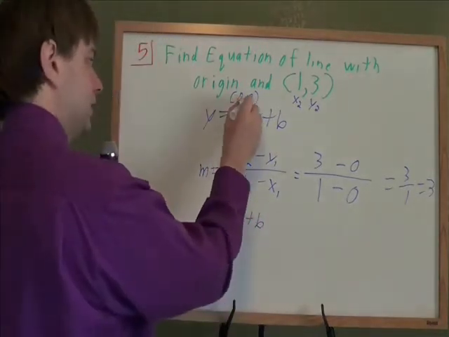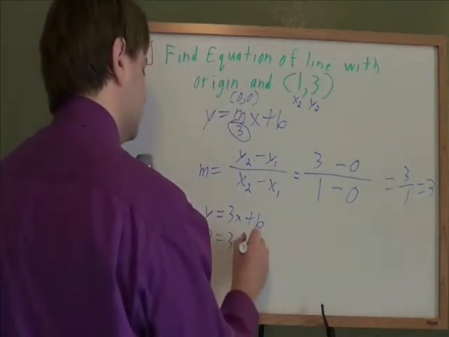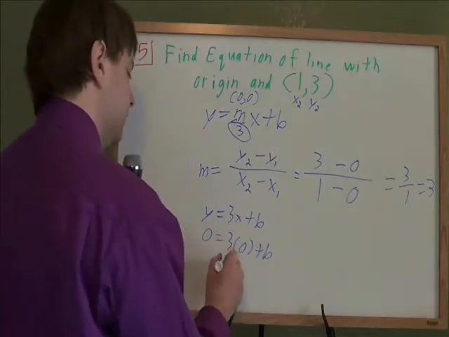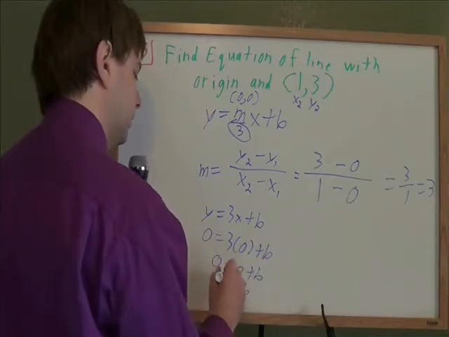And we know we need to have the point 0, 0 there, so we can plug that in. 0 for y, 0 for x, and then we can solve for b. 3 times 0 is 0, and b needs to equal 0.